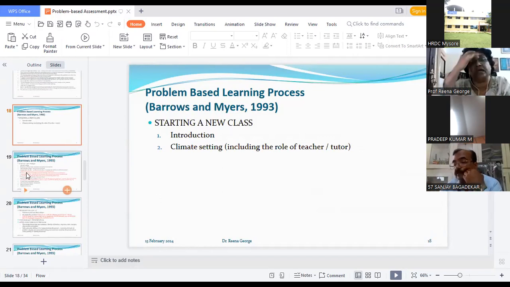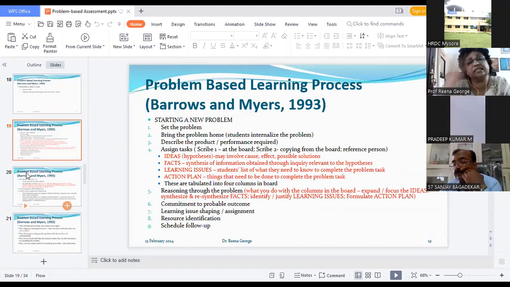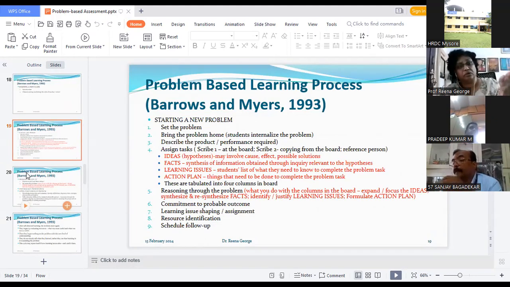And the second stage is starting a new problem. Now, it is here that you should set the problem. Okay. Now, you bring the problem home. That is, you disclose the problem to the students. The students internalize the problem. Okay. Describe the product or the performance required. Assign task. Okay. You can assign students.